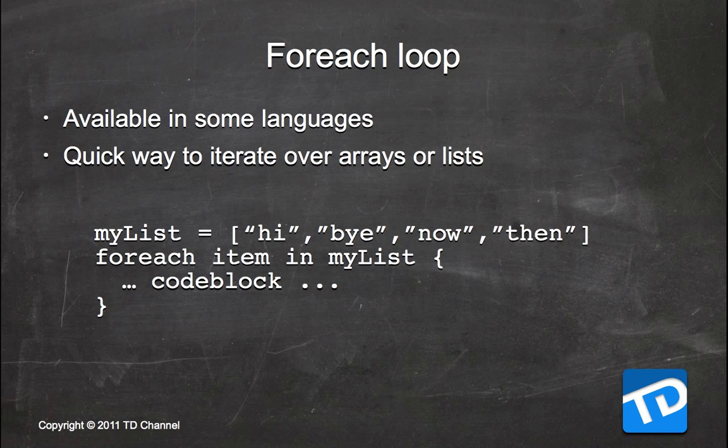So the first time it goes by, the value of item is going to be hi. The second time it iterates, the value of item will be bye. Then it's going to be no, and then it's going to be then. Once it's done with then, it's going to exit out of this.